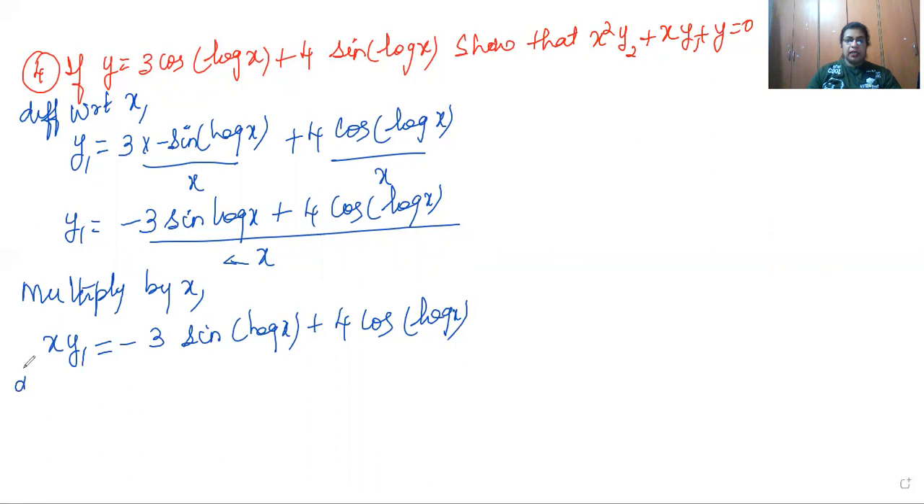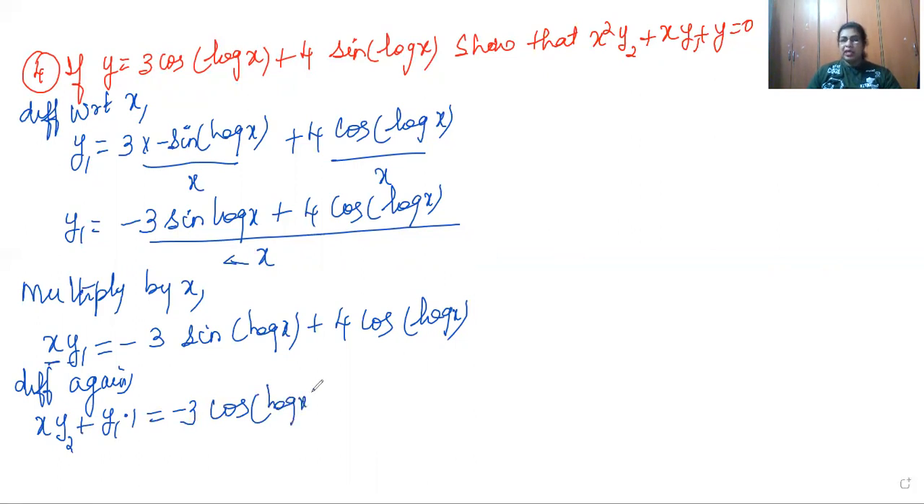Now you differentiate again. So what do you get? This is product rule. Please be careful. It is first term, derivative of y1 is y2, plus second term y1 into derivative is 1. Minus 3 as it is, sin x derivative is cos x, log x derivative is 1 by x, minus 4 sin log x, cos x derivative is minus, so that minus I brought out, log x derivative is 1 by x.